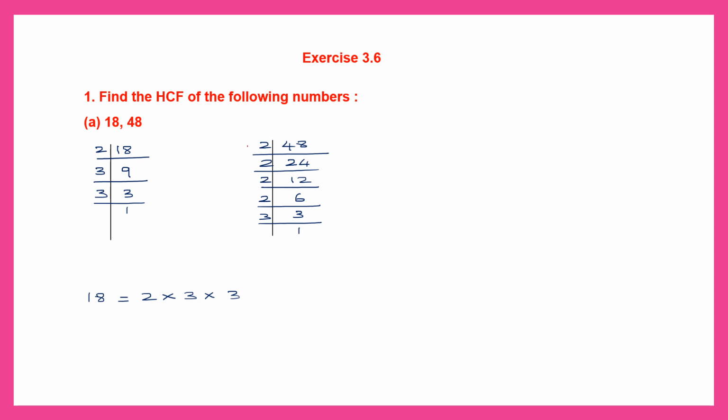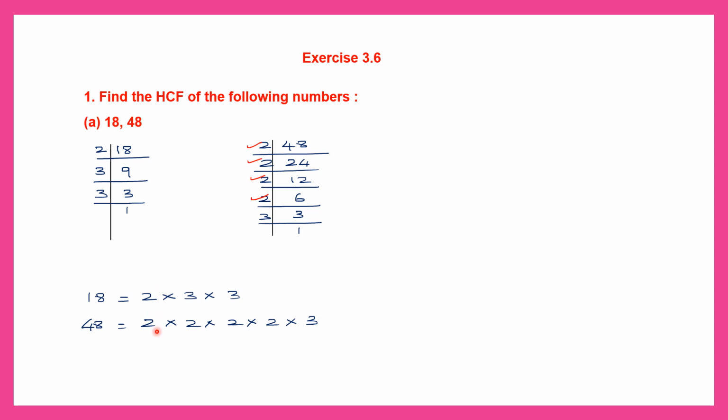How many 2s are there? 1, 2, 3, 4 2s. So let's write that down. So we have 48 and all the prime factors of 48. 1, 2, 3, 4 2s, and then we have a 3 also. So these are the prime factors of 48. Now we have to look for the common factors. That means what are the factors that are here as well as here? It should be there for both.